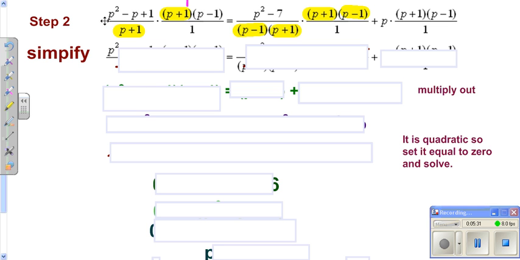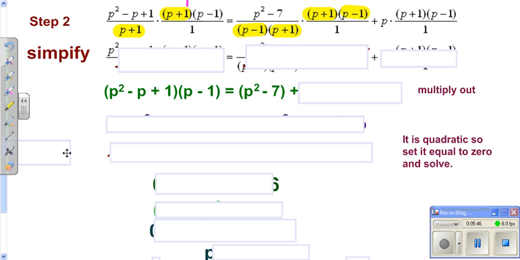What's left here, you have your p squared minus p plus 1 all times your p minus 1. Equal sign. You have your p squared minus 7. And then over here, nothing drops, so it's a p, and then your two parentheses. Now all we have to do is go ahead and multiply this out. You're going to have to take your p times each one of these three. Then you have to come back and take a negative 1 times each one of these three.